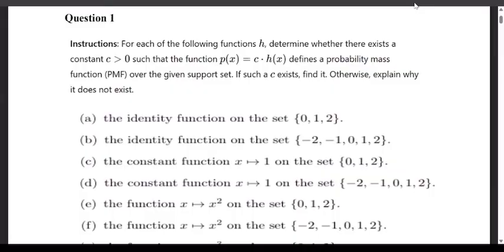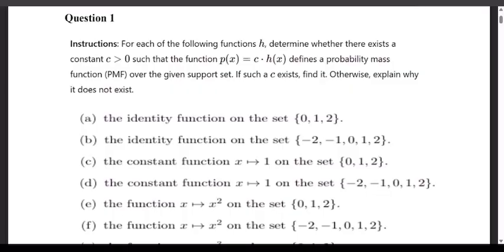Of course, I told you the other time about the Kolmogorov axioms. Number one, non-negativity. Number two, normalization. Number three, additivity.